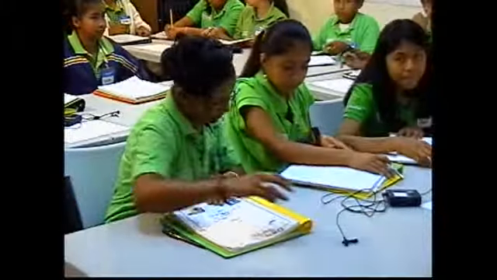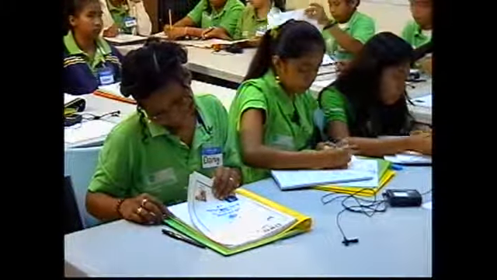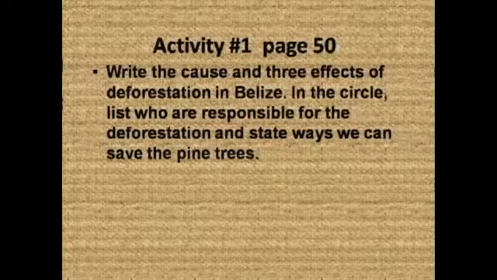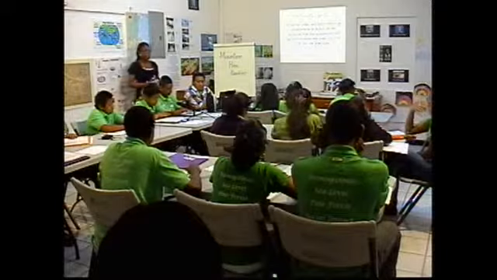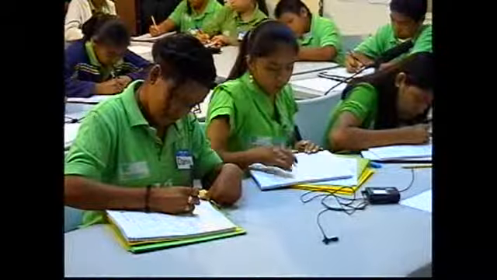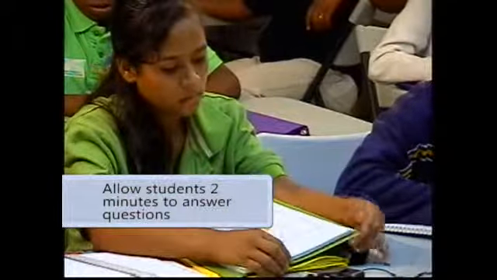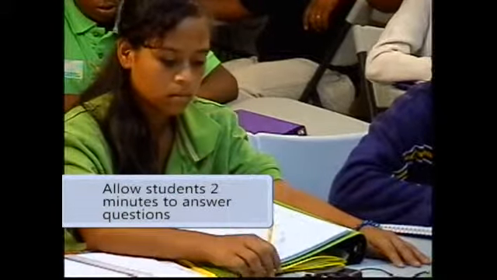Let's turn to our activity book on page 50. Alright, the instruction says, write the cause and three effects of deforestation in Belize. And in the circle, list who is responsible for deforestation and state ways we can save the pine trees. Before we begin, let's do this activity together. So let's look at where it says, put in your name, please, and the date. In your groups that you're presently in, you can discuss the cause. I'll give you 2 minutes to write in the cause, but discuss the cause.